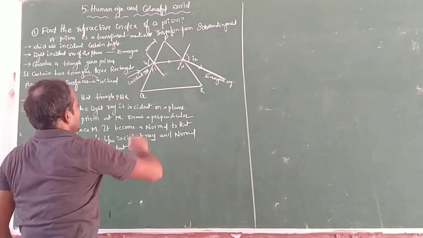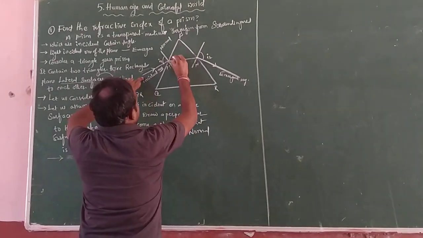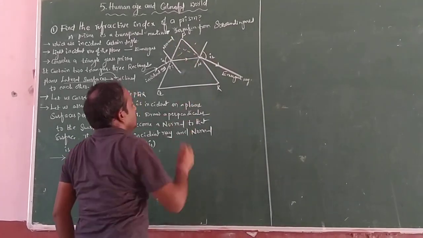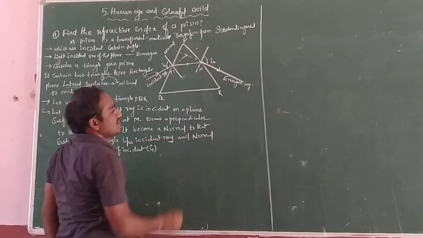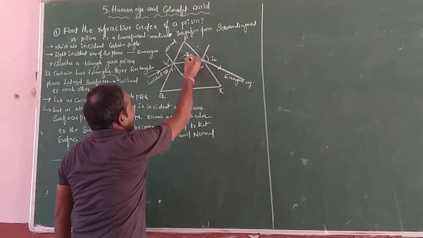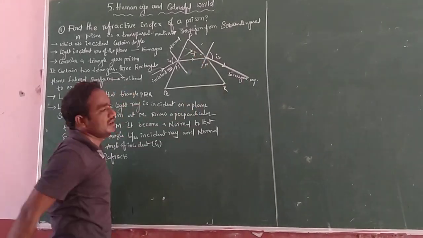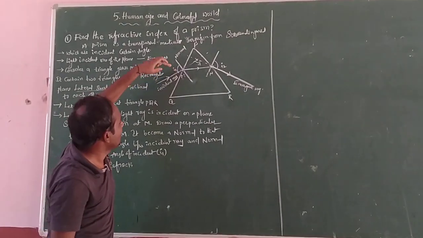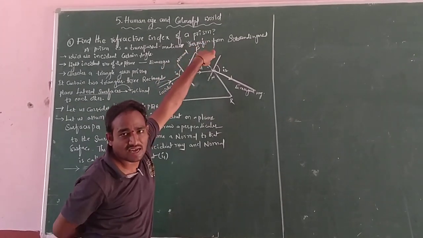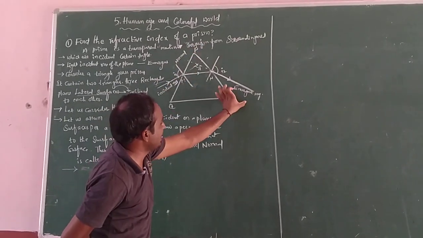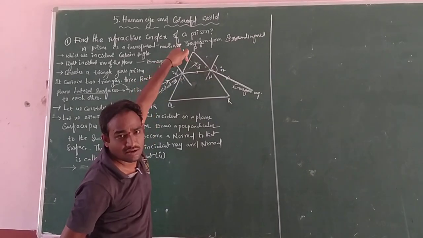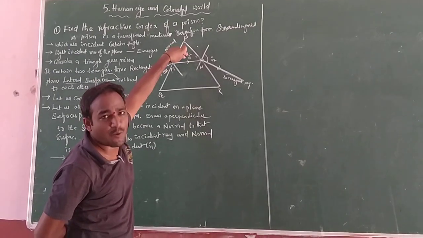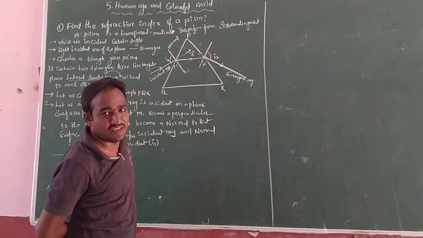And one more thing, we extend the incident ray and we extend the emergent ray, and they intersect at a point. The angle between these two extended lines is known as the angle of deviation. Draw one line extending the incident ray and another line extending the emergent ray.